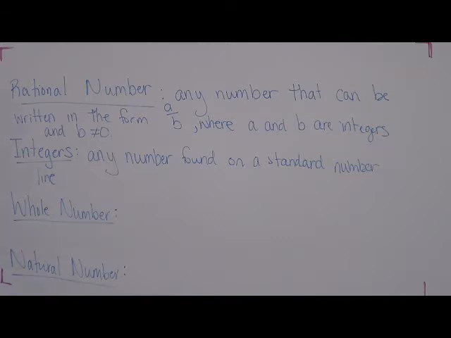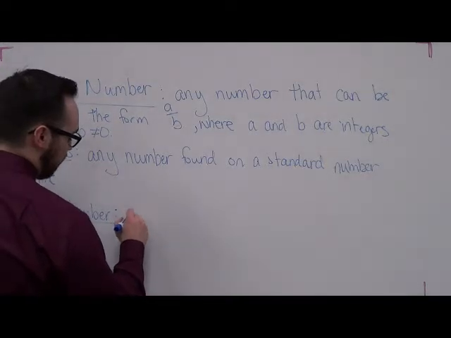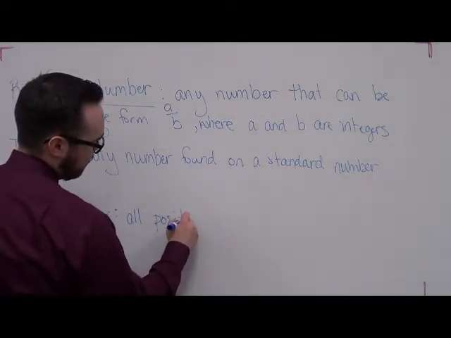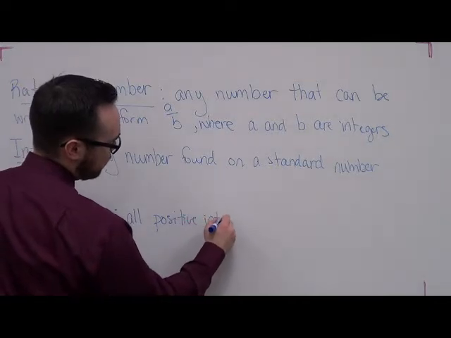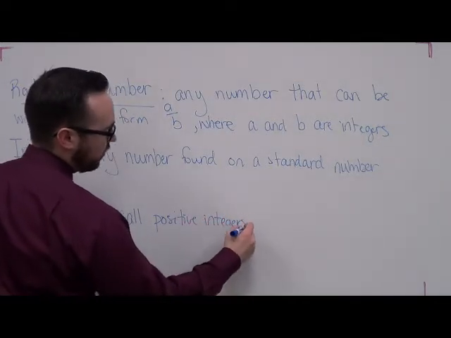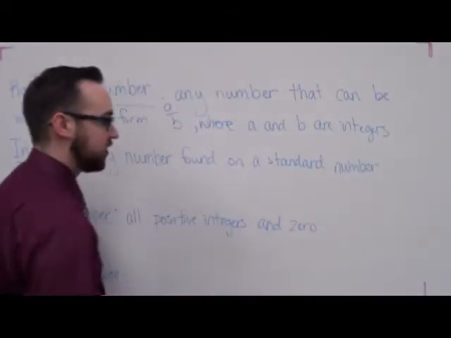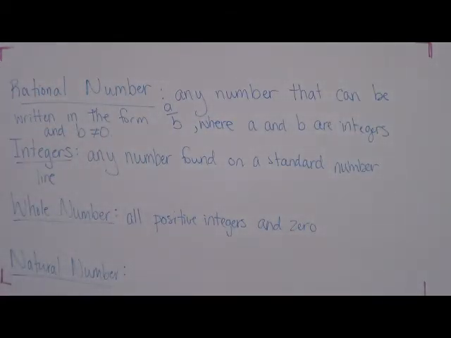Now a whole number would be all positive integers and 0. So it's 0 and all positive integers. So starting with 0 and then going up the whole way to infinity. So it just cuts off all those negatives.